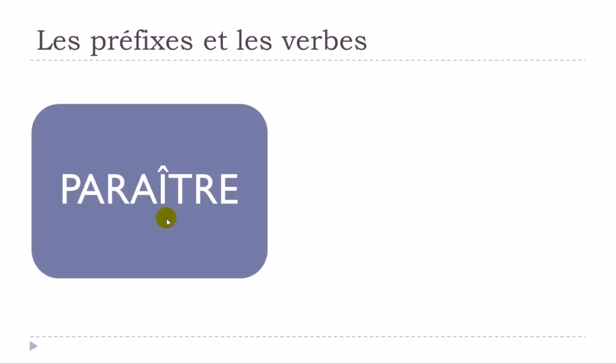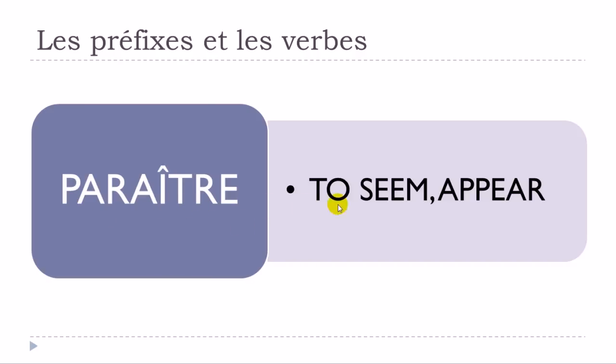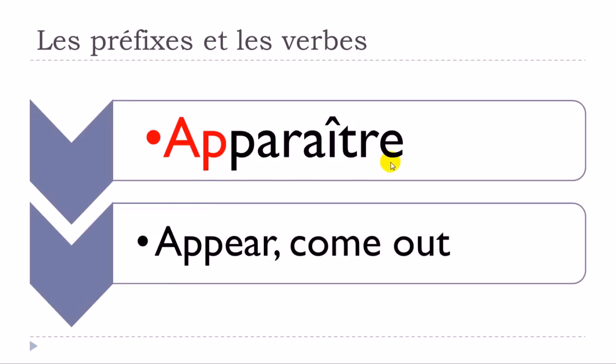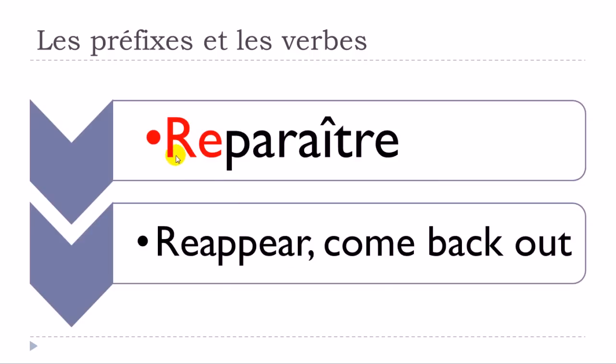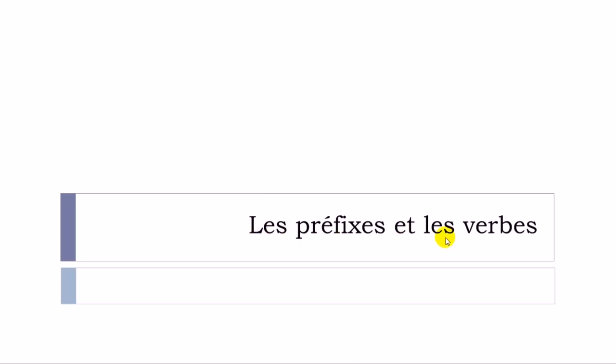And in this video, we'll concentrate on the verb paraître. So this is the meaning of paraître. And the idea is that, of course, when we're talking about les préfixes, we will add few letters in front of paraître. And by adding these letters, we'll change the meaning of the verb. Okay, so let's see. The first one will be apparaître. And you've got here the translation in English. Disparaître. Reparaître. You get a translation right here. Les préfixes et les verbes, okay?